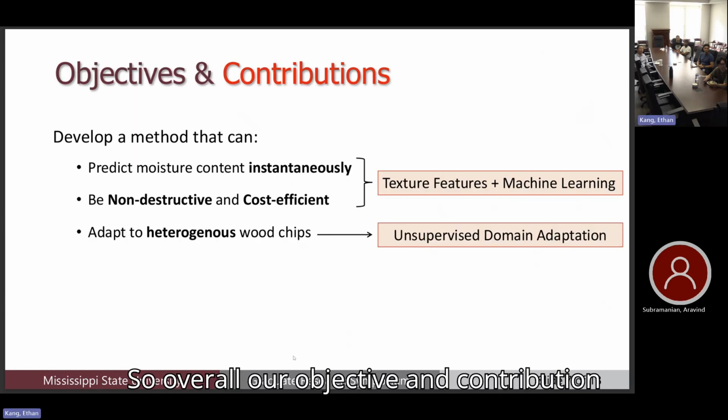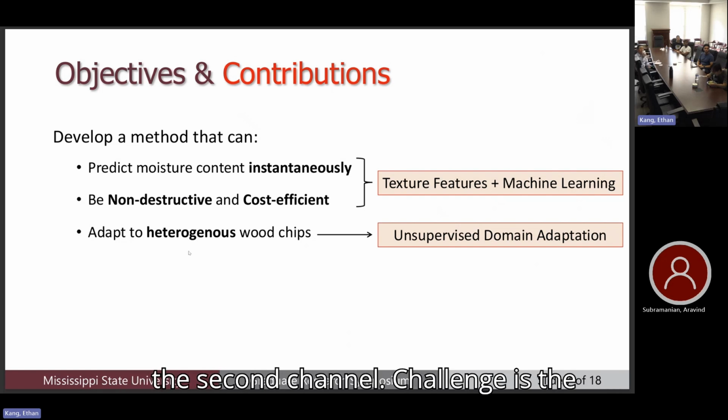So overall, our objective and contribution sum up here. We want to develop a method that can predict moisture content instantaneously and in a non-invasive and cost-efficient manner. For that, our solution is texture features and machine learning methods. And the second challenge is the heterogeneity. We want to adapt the method to different heterogeneous wood chips using unsupervised domain adaptation.